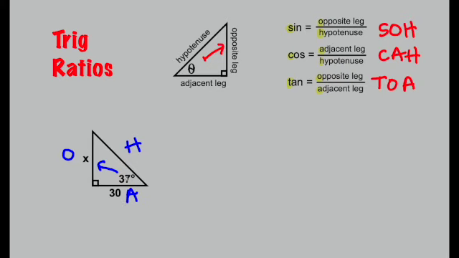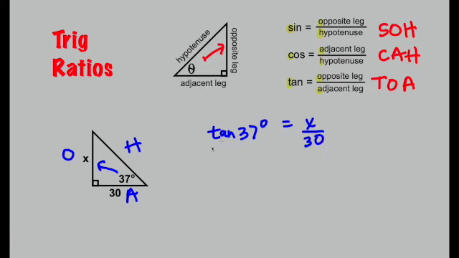So in this case, we have an angle, we want to know the opposite leg, and we know the adjacent leg. So this involves opposite leg and adjacent leg. Of these three over here, the one that involves opposite leg and adjacent leg would be tangent. So we're going to write tangent of 37 degrees equals x over 30.